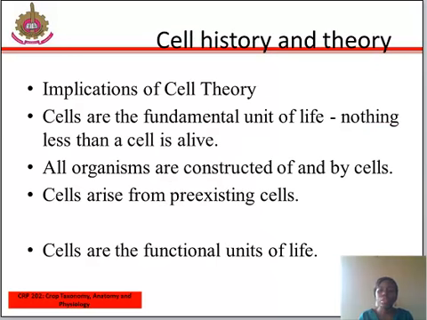What are the implications of cell theory? They are: 1. Cells are the fundamental units of life. Nothing less than a cell is alive. 2. All organisms are constructed of and by cells. 3. All cells arise from pre-existing cells. 4. Cells are the functional units of life. 5. Groups of cells can be organized and function as multicellular organisms. 6. Cells of multicellular organisms can become specialized in form and function to carry out sub-processes of the multicellular organism.